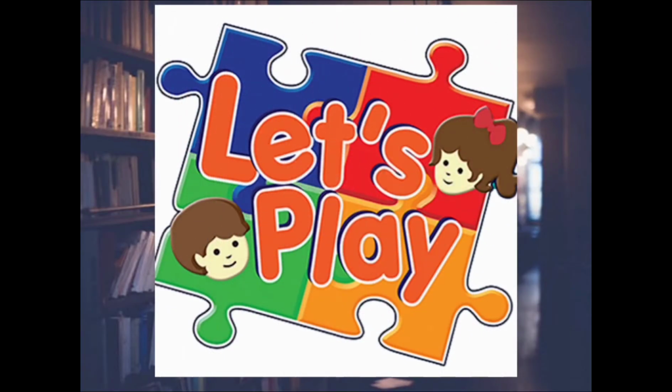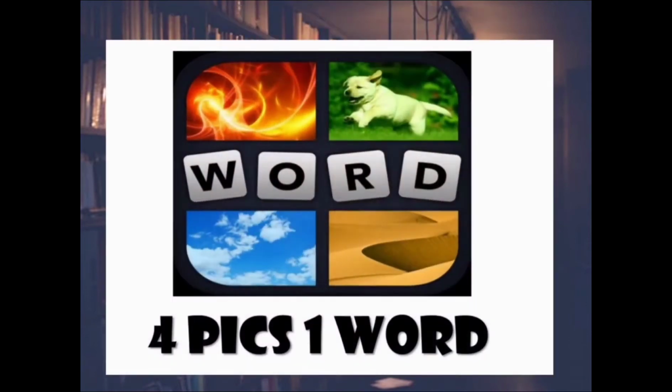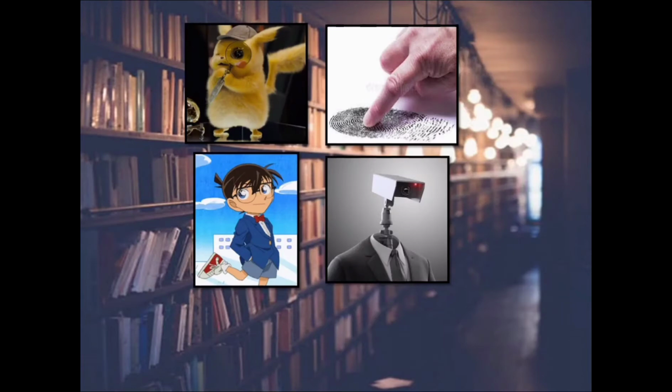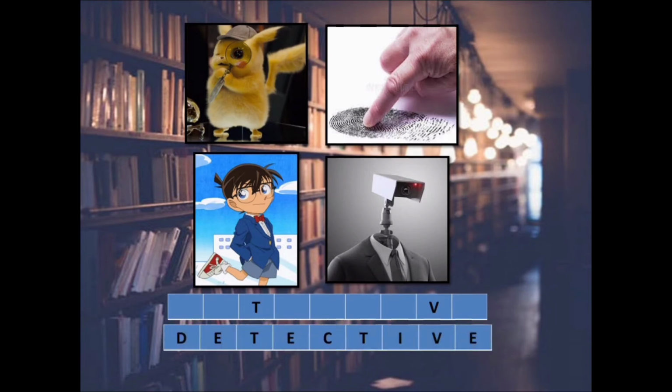Alright, before we proceed to our lesson, let's play a game. Are you excited? It is 4 pics, 1 word. You're going to form a word from the picture clues. Let's start. First picture is Pikachu holding a magnifying lens. Second, someone is pointing at a fingerprint. Third is Conan. And fourth picture is a CCTV camera robot. Our clues are letters T and V. What do you think is the answer? Right, detective.